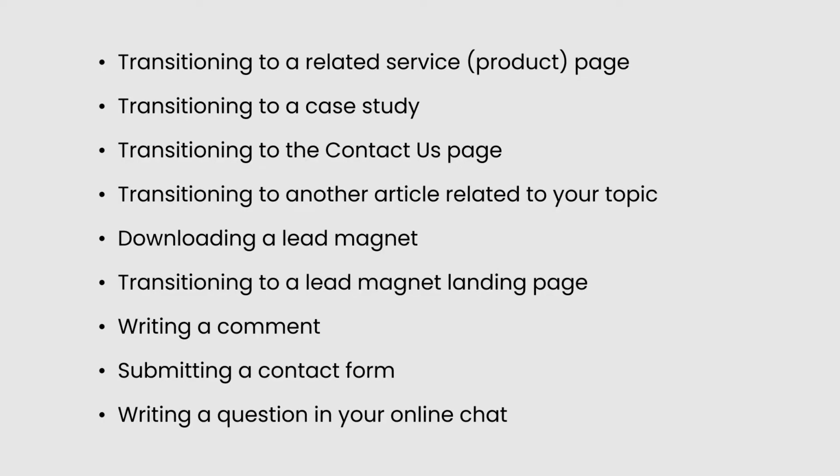Transitioning to a related service or product page, transitioning to a case study, transitioning to the contact us page, transitioning to another article related to a topic, downloading a lead magnet, transitioning to a lead magnet landing page, writing a comment, submitting a contact form, writing a question in your online chat. Plan how you're going to get your readers to take action. How will your CTA appear: as a link in the text, as a button, as a pop-up? Think carefully how you'll implement the action and how you'll measure it.